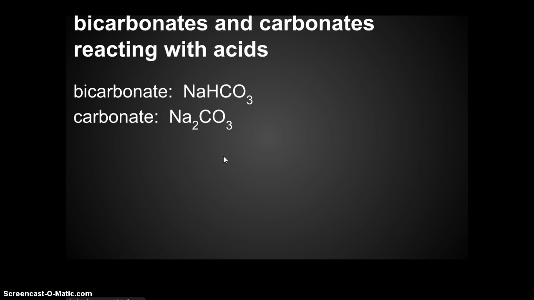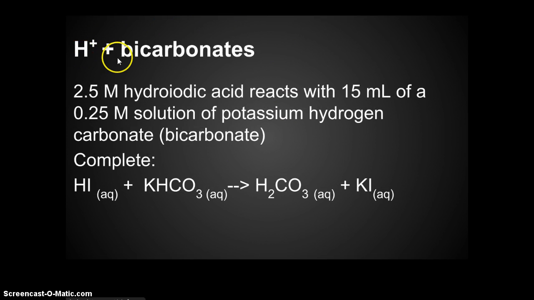So we're going to react both of these type of compounds with an acid, and they're going to do something very similar. Okay, so the first thing is, let's take a look here. We have a 2.5 molar of hydroiodic acid reacting with 15 mils of potassium hydrogen carbonate or potassium bicarbonate.